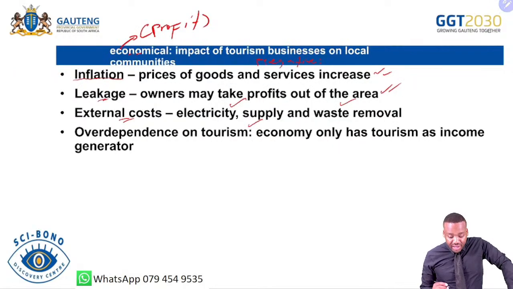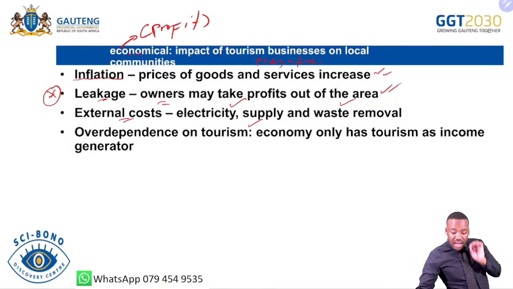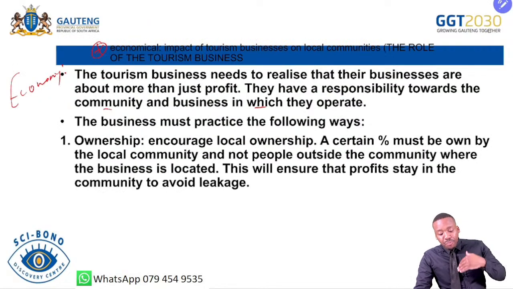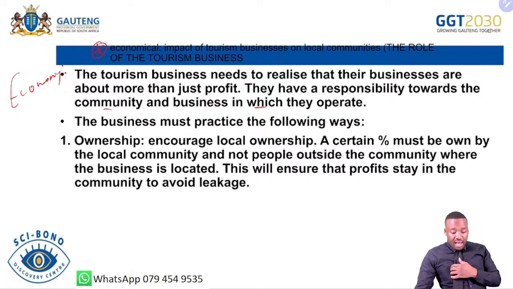Remember here on the previous slides, I spoke number 1 about leakages, right? I said owners may take out what? The profits outside the area. In that way, that is a negative impact. Now, on the next slides, we're going to be looking at the different things that tourism businesses can do in order to maximize the positive and reduce the negative.